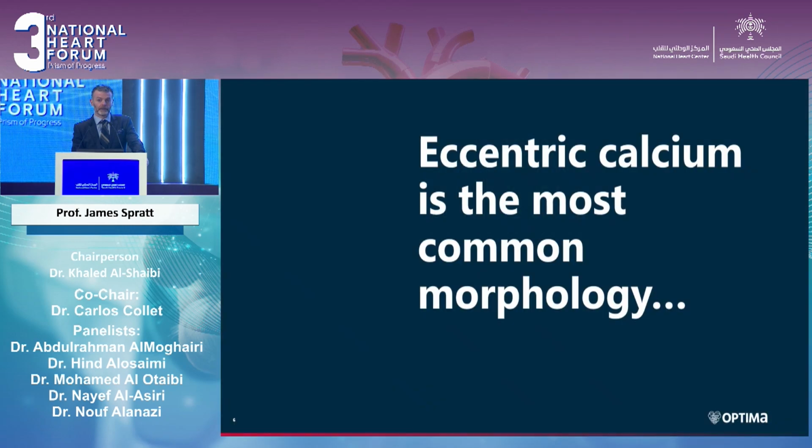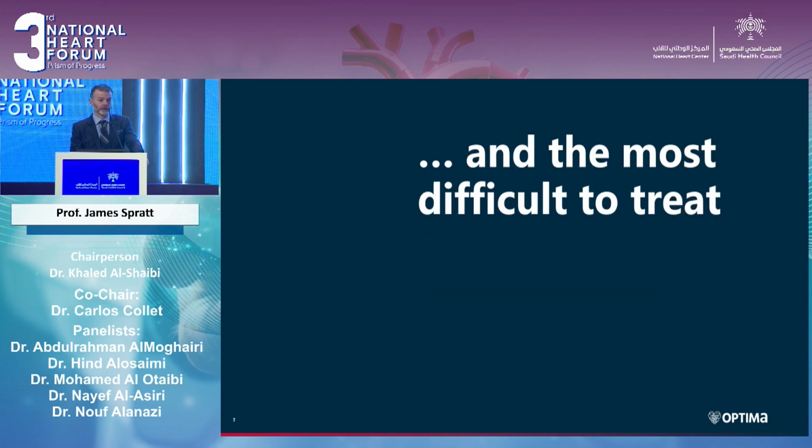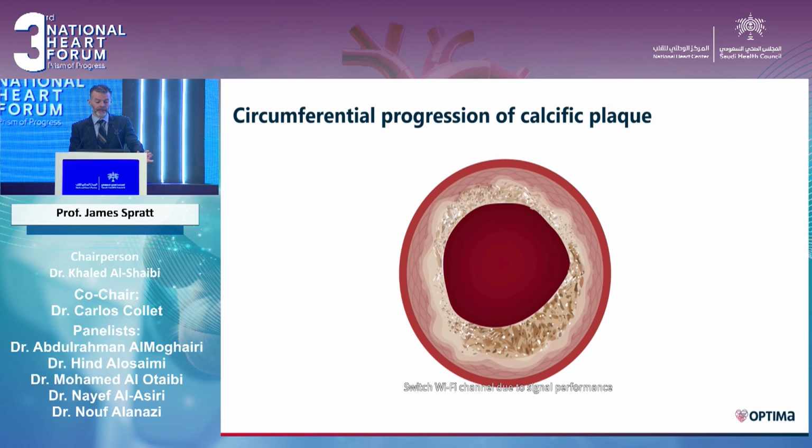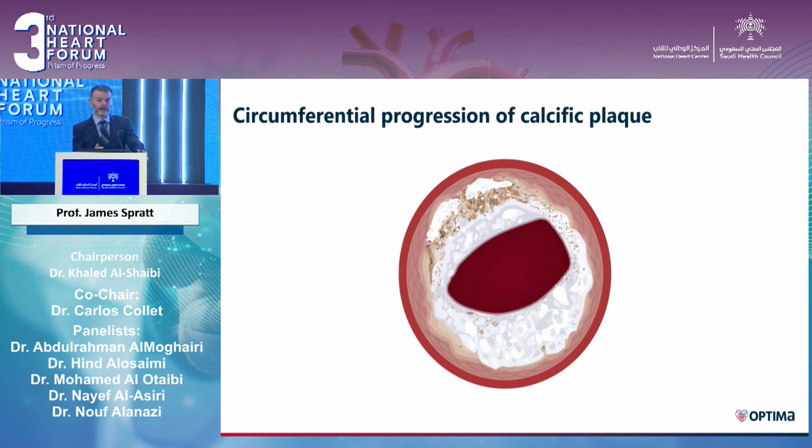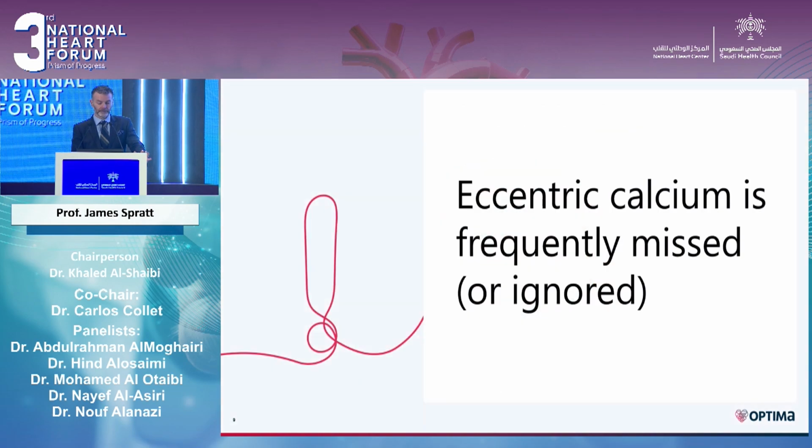So let's start with the hypothesis that eccentric calcium is the most common morphology, but also it's the most difficult to treat. And that's obvious if we think about the progression of calcific plaque. It starts at a single location and then it spreads out from that. So it nearly always starts as eccentric calcium, and concentric calcium is further down the line. So it's quite easy to miss or even ignore when you do see it.